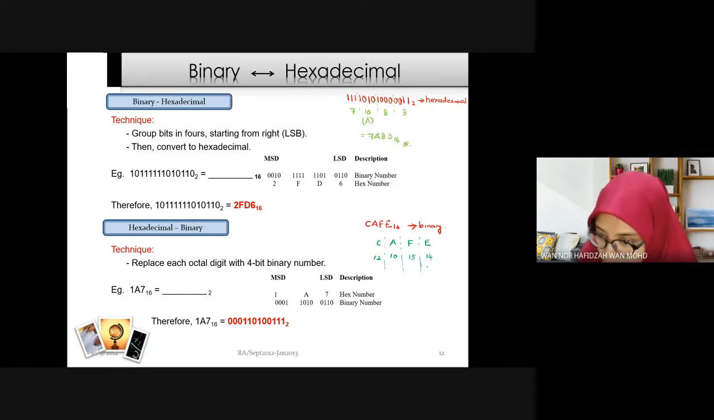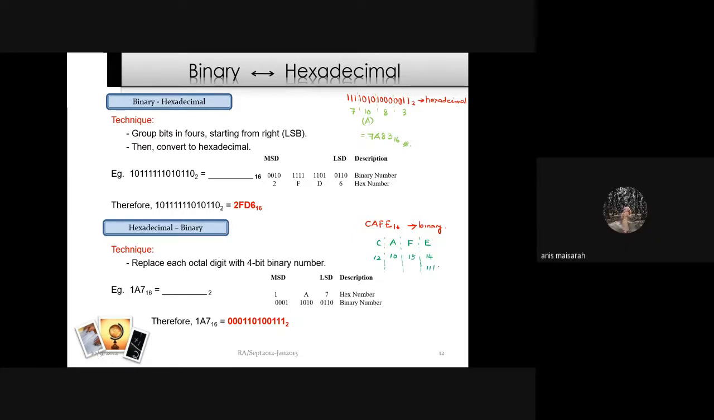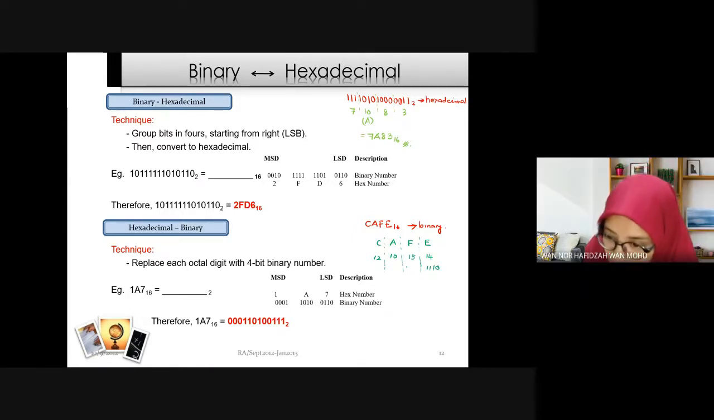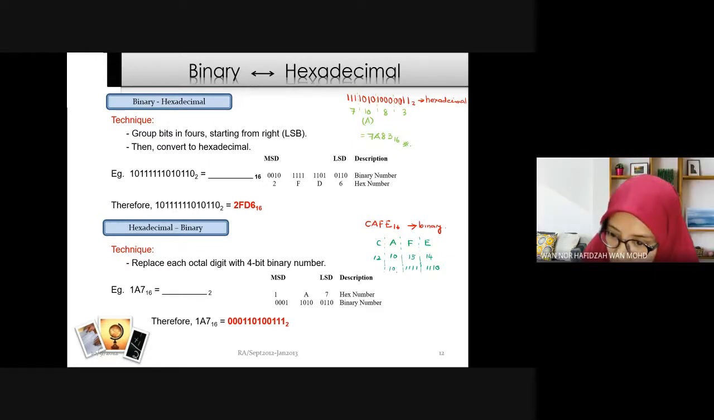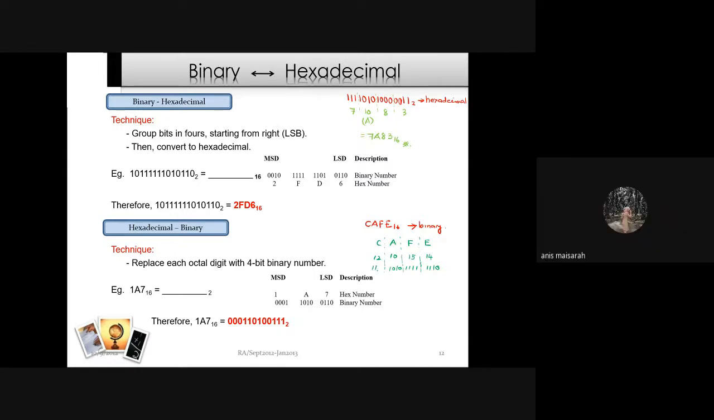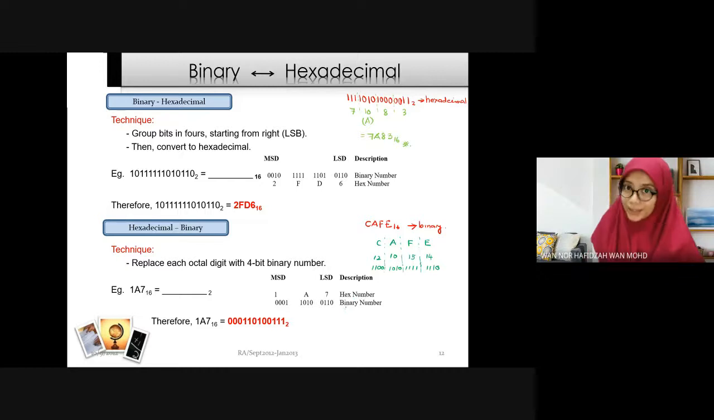So we got C is 1100, A is 1010, F is 1111, E is 1110. Kan 8 plus 4 equal to 12. So the final answer is 1100 1010 1111 1110, base 2.